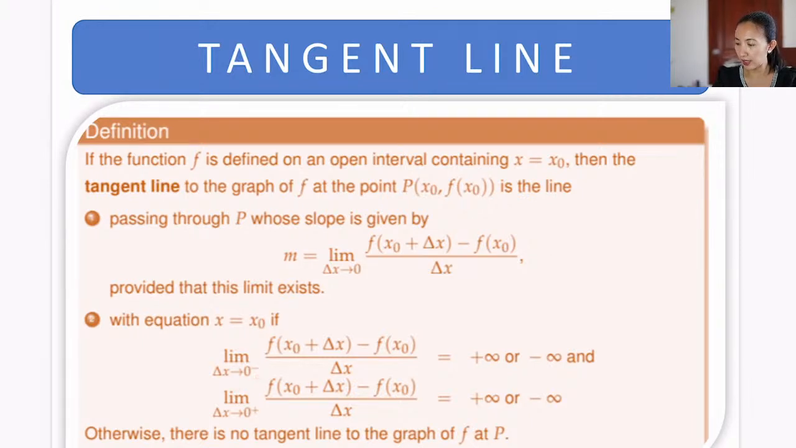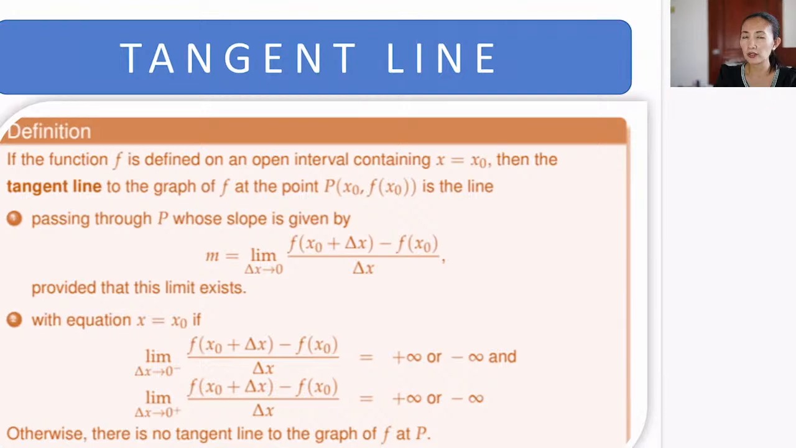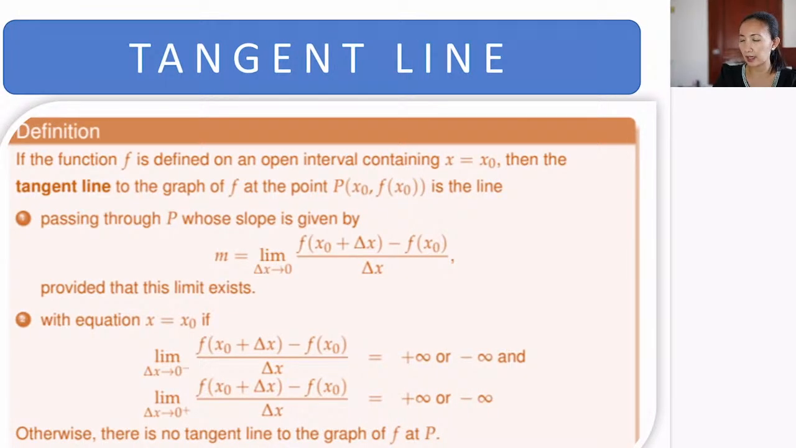Existence, you know this already. If the limit is positive infinity or negative infinity, otherwise, there is no tangent line to the graph of f at point P. Okay, so please do not forget that the slope of the tangent line is equal to the limit of the slope of the secant line.